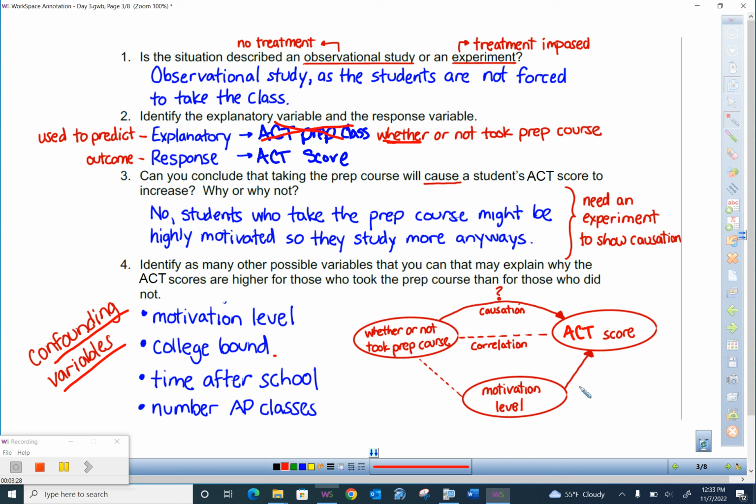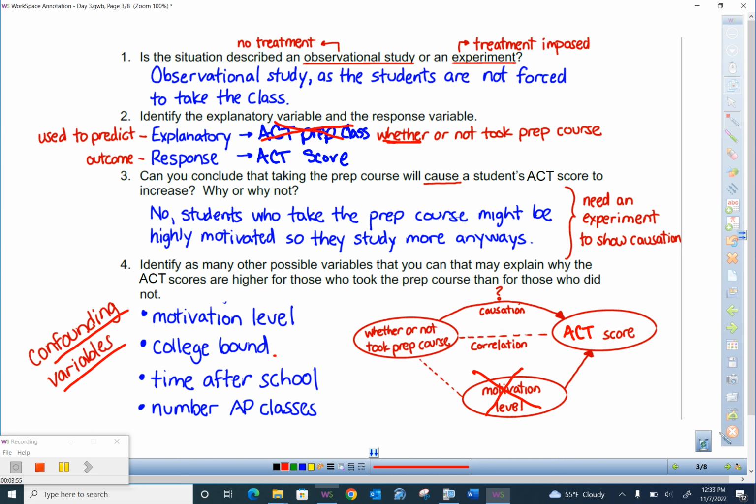Okay, so the goal in setting up an experiment, and that's where this comes in, is we have this explanatory variable that we want to decide if it is causing the ACT score to go up. But we also have these confounding variables that may be playing a role as well. So our goal when we're setting up an experiment is to eliminate the confounding variables and get rid of as much as we can, or control for as much as we can, to determine if really that correlation between the prep course and the higher ACT score was actually the only cause of that increase.